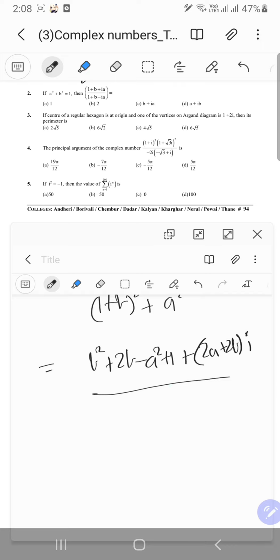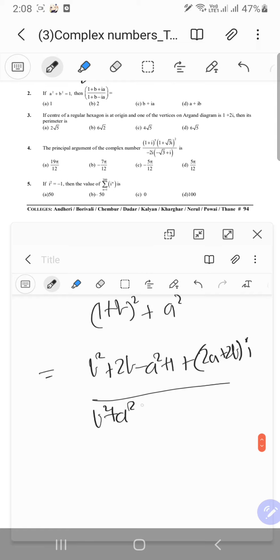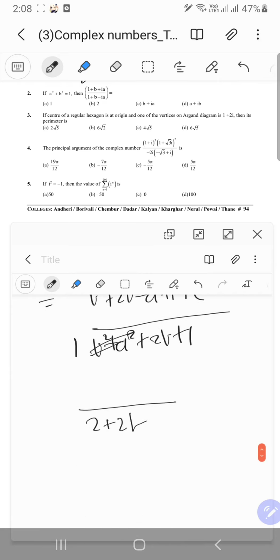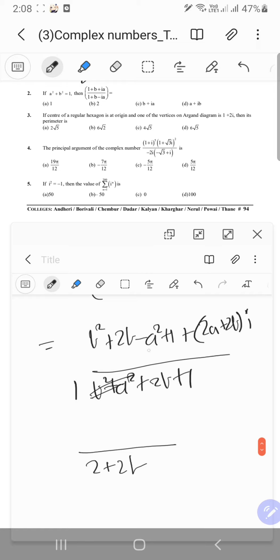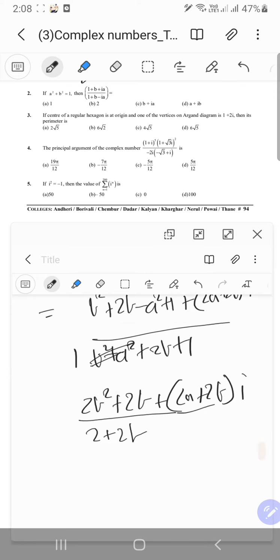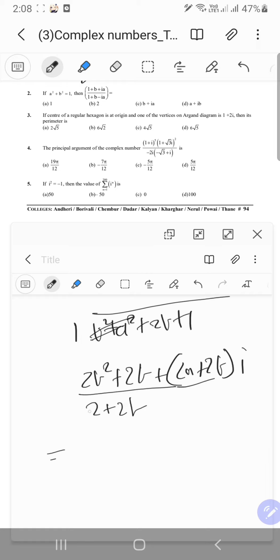Upon... Where was I? This thing. So b squared plus a squared plus 2b plus 1. Okay, so this thing is just 1. So I can write it as 1 over there. So it's just going to be upon 2 plus 2b. And let's just start writing everything in terms of b, because that's what we have. So 1 minus a squared, that's just b squared. So yeah, it's going to be 2b squared plus 2b plus 2a(1 + b) times iota. So what's that gonna be? 2 everywhere, it just cancels. Just got 1 over here.